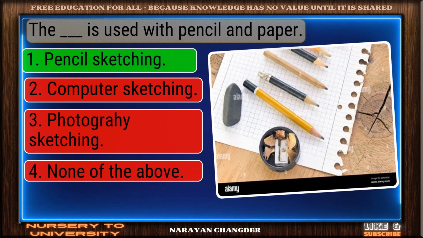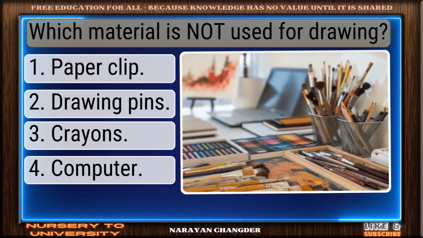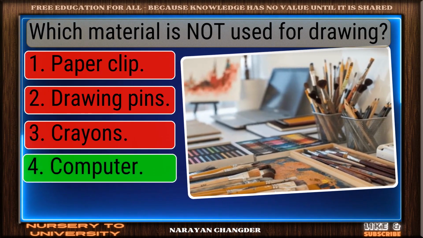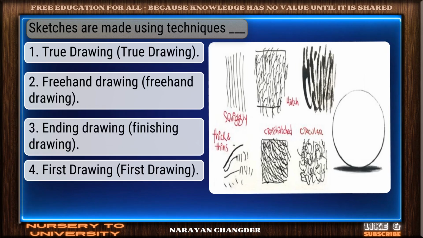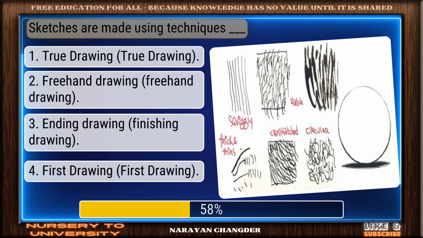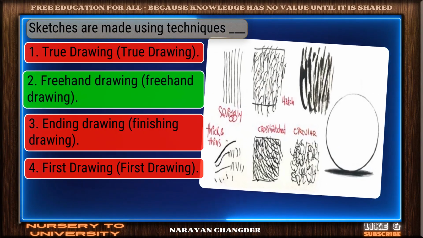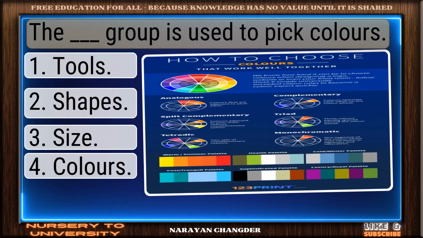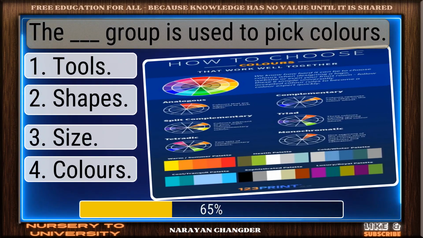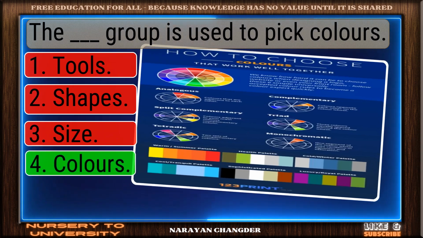Well picked. Pencil sketching is correct. Which material is not used for drawing? Sharp thinking. Computer is right. Sketches are made using techniques dash. Excellent choice. Freehand drawing is right. The dash group is used to pick colors. Right again. Colors is valid.